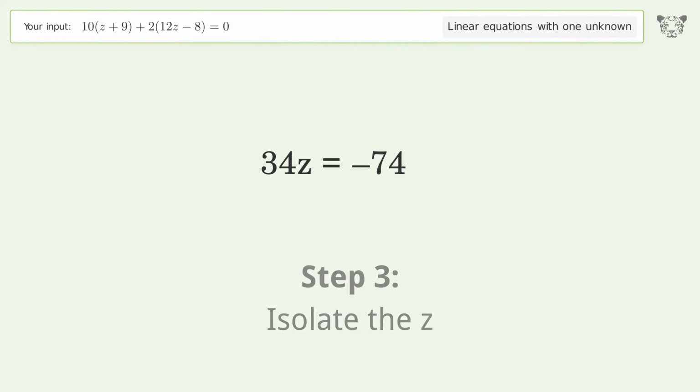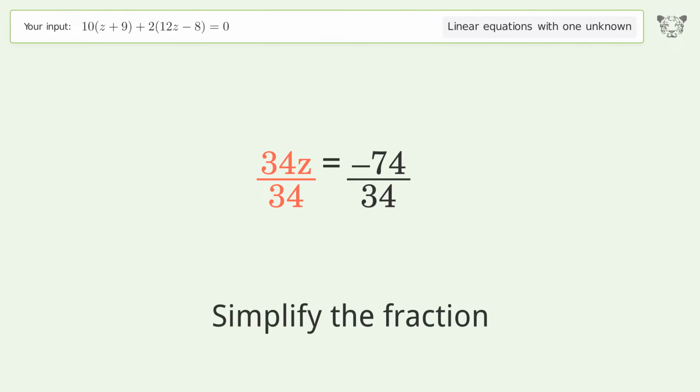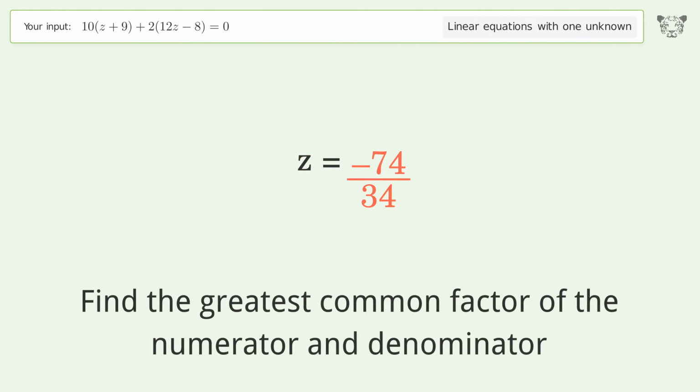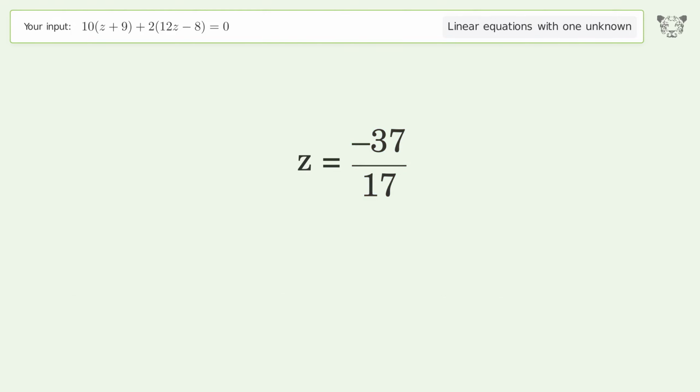Isolate the z. Divide both sides by 34. Simplify the fraction. Find the greatest common factor of the numerator and denominator. Factor out and cancel the greatest common factor. And so the final result is z equals -37/17.